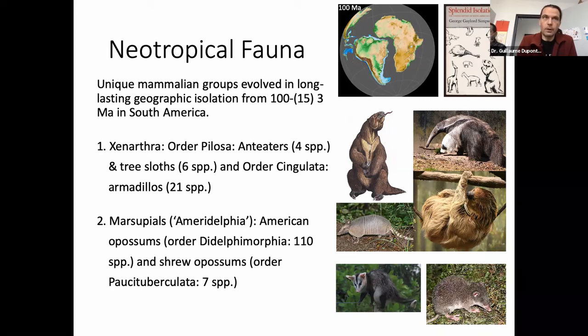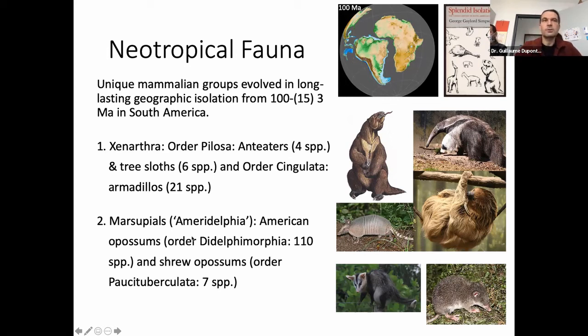And we have 2 major groups of South American mammals. These are the Xenarthra, shown here. They include 2 orders, the Pilosa and the Cingulata. So the Pilosa are the anteaters and the sloths shown here, with 10 species. So not very rich in terms of species richness. And the Cingulata, the armadillos. There were more sloths in the past which went extinct though.